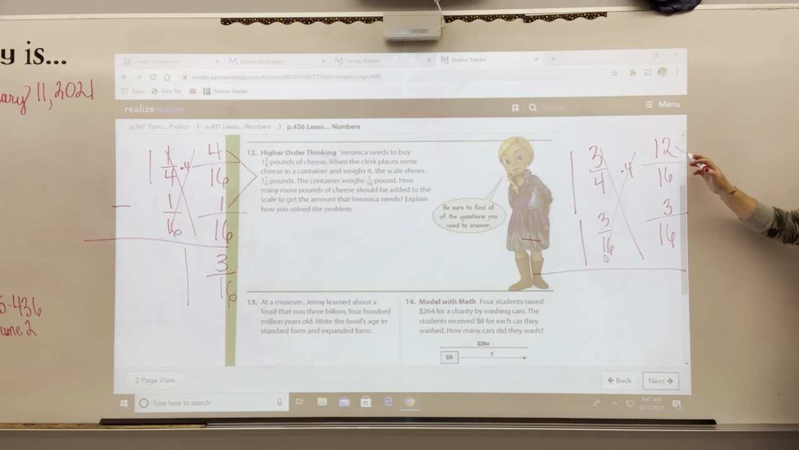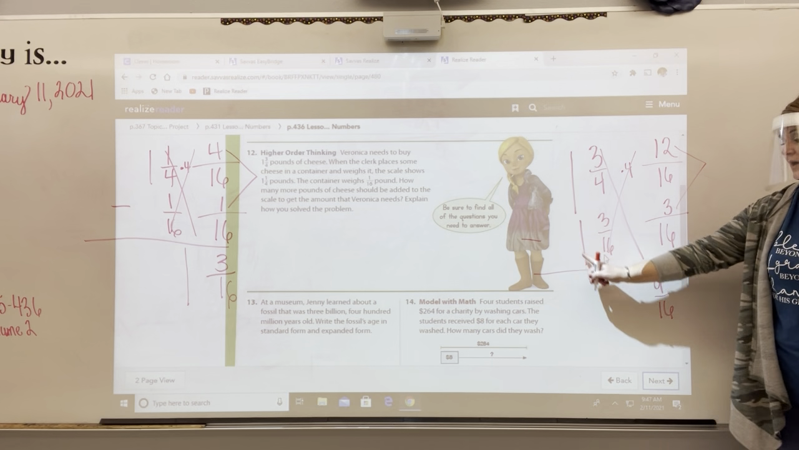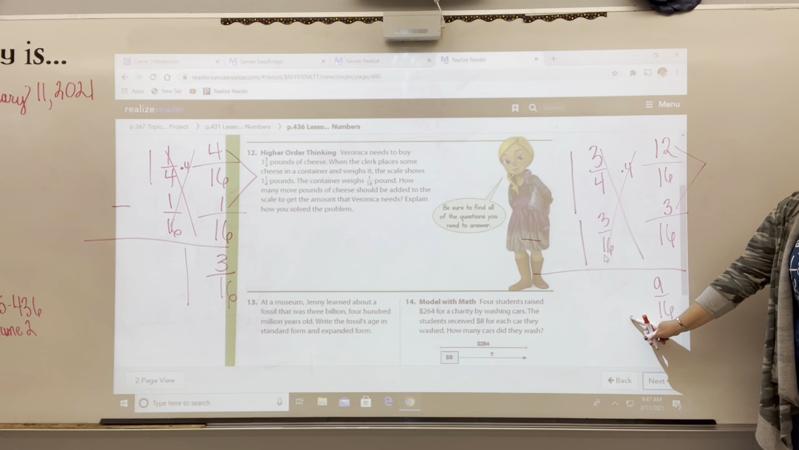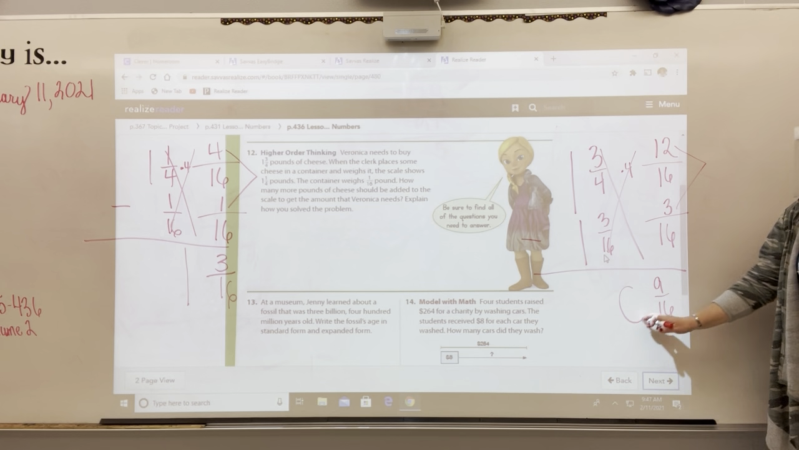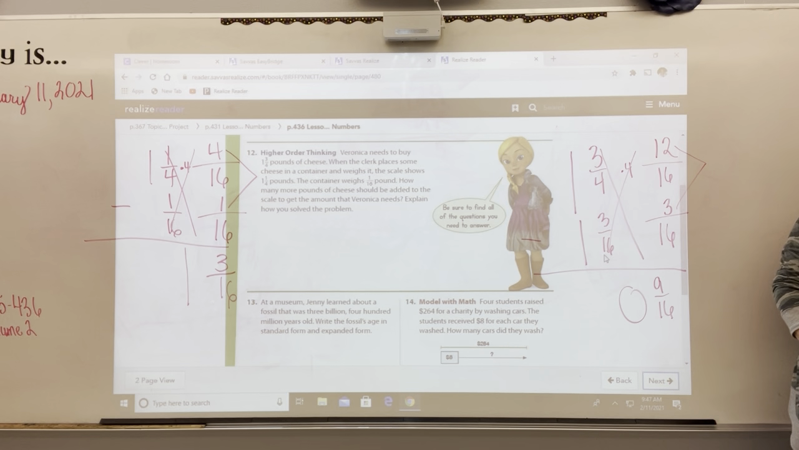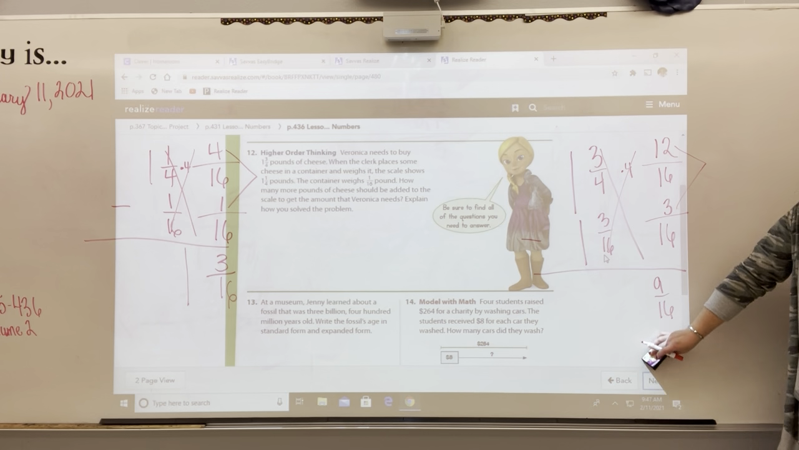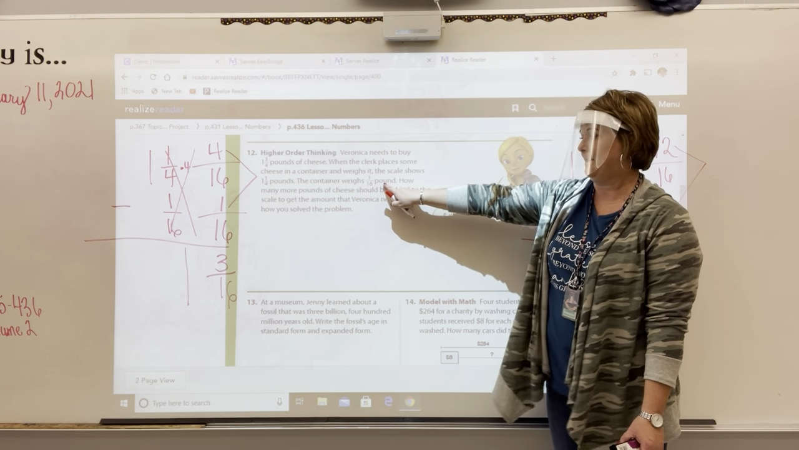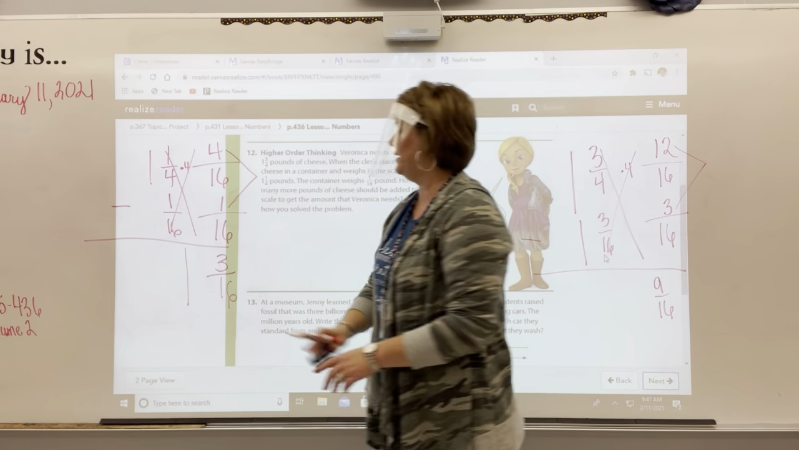Let's get rid of this inside. I don't need them. Draw an arrow from your 12 to your 3. 12 minus 3 is what, class? 9. 9 what? 16ths. And 1 minus 1 is nothing. Don't put a 0. That would be so wrong. You would never, ever do that. So it's 9 16ths of what? A pound. How do you abbreviate pound?